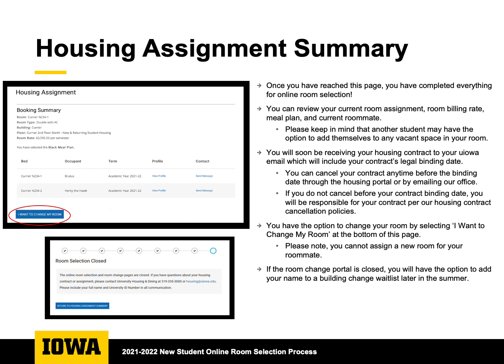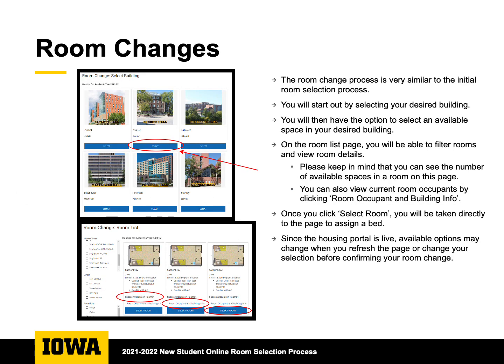You will have the option to change your room by selecting I want to change my room at the bottom of this page. Please note you cannot assign your roommate to a new room. Once the portal is closed, you will be able to add your name to a building change waitlist later in the summer. The room change process is very similar to the initial room selection process.